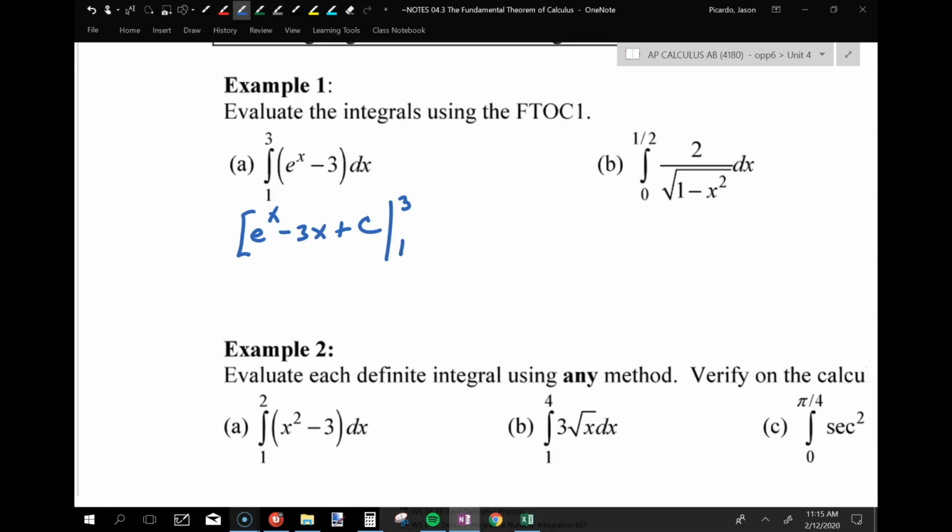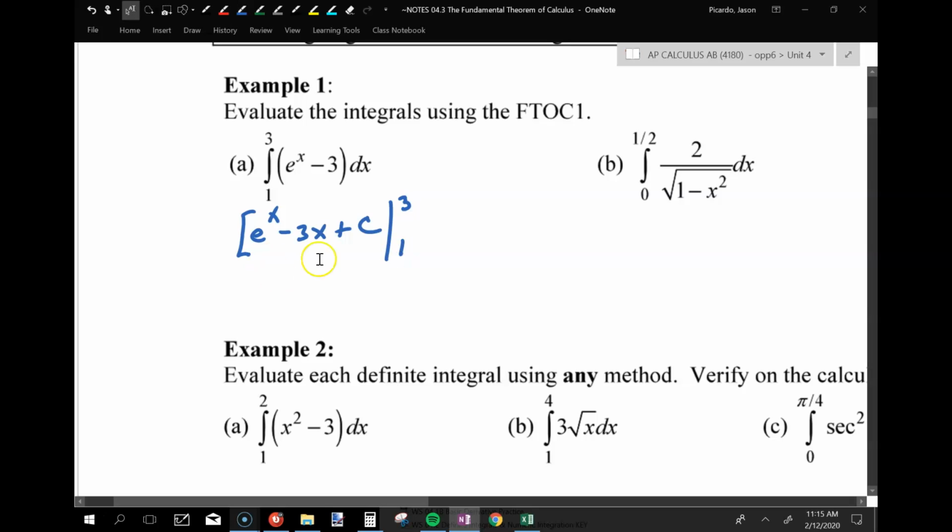So Austin says plus c. And is he technically right for an indefinite integral? Yeah. So what am I going to do? Well, I'm going to plug in 3. And when I plug in 3, what do I get? I get e cubed minus 3 times 3 plus c. And then what am I going to do? I'm going to subtract what? e to the first minus 3 times 1 plus c.